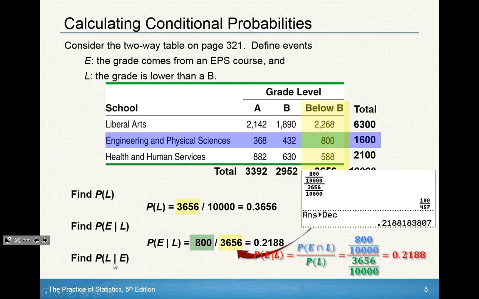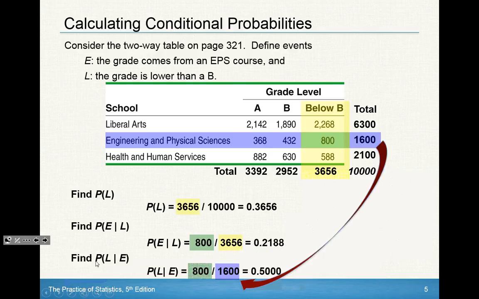So now they're going to switch it up on us, and now they want to know what's the probability that you got a grade that was lower than a B, given that you were in the engineering and physical science course. So lower than a B, given that you are in the EPS class. They simplified it. They did the intersection of both, which is 800 again, but now they're going out of the total that were just in the EPS class, so that's 1,600, and when you divide that, it's 0.5.